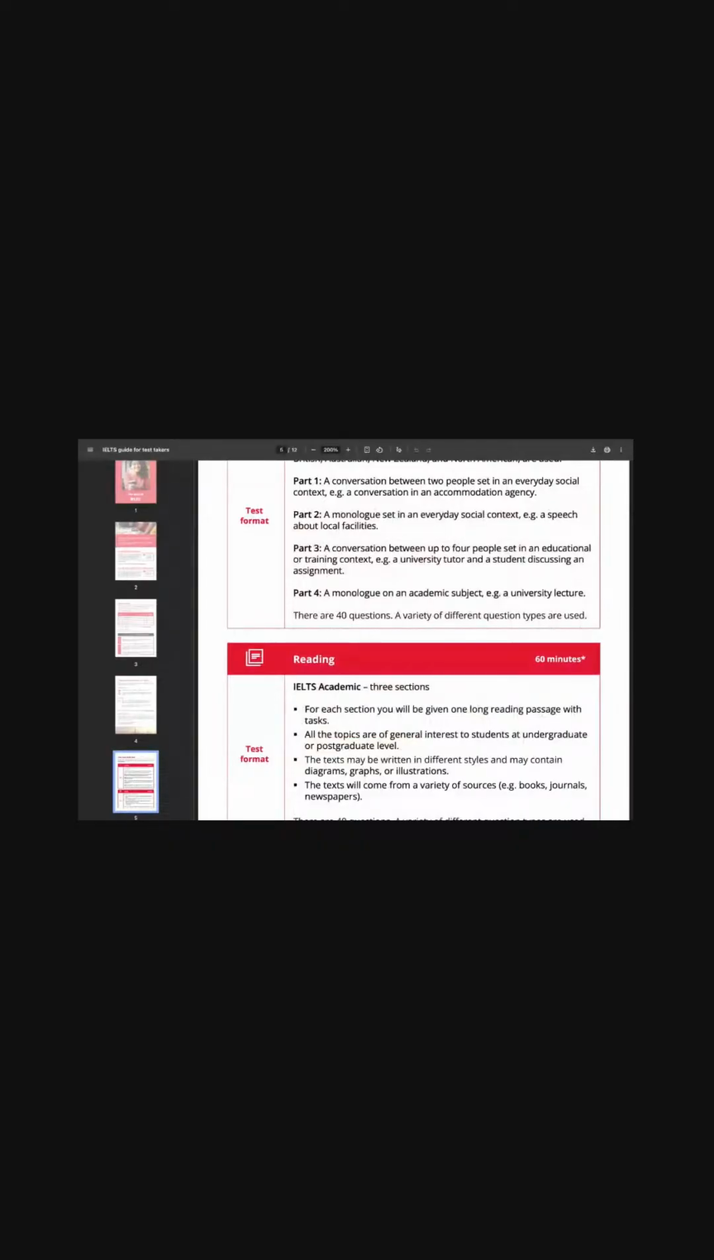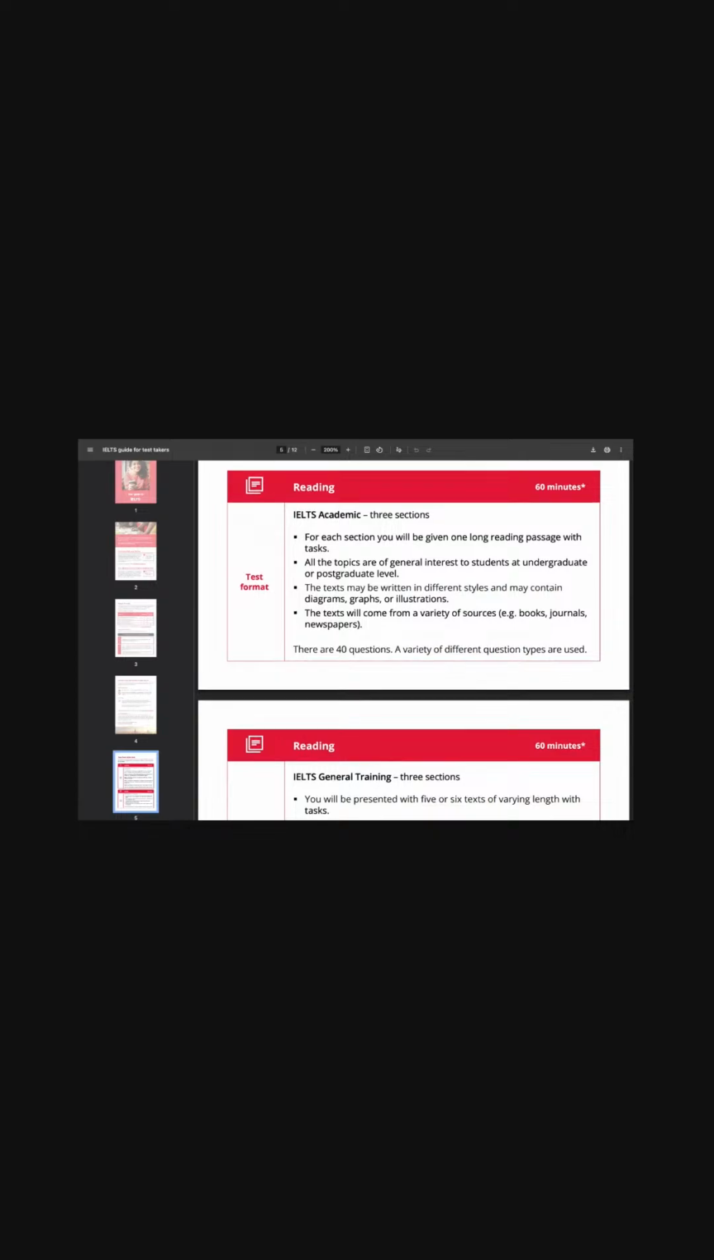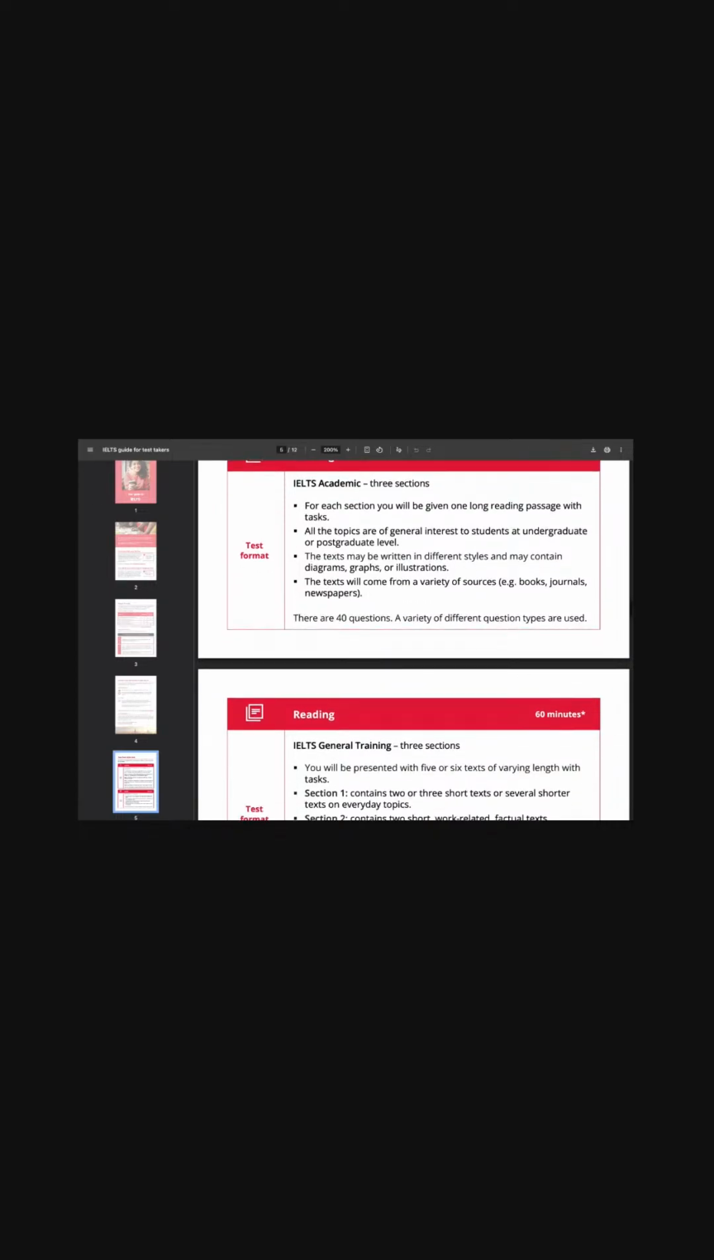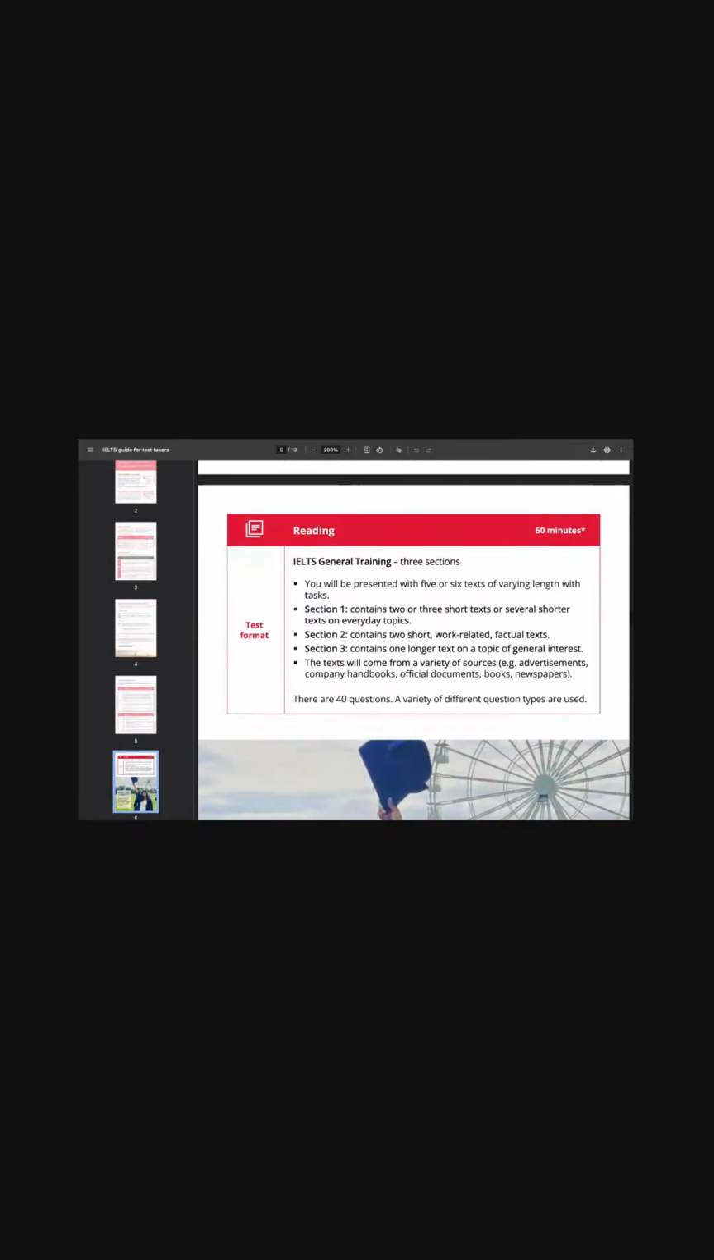So for academic in general, it's the same listening paper, but is it the same? Yeah. Only the writing is different, I think. Yeah, it's the writing. And reading, yes, reading and writing, I think. Okay, let me get this done. Okay, reading and writing differ for general and academic.